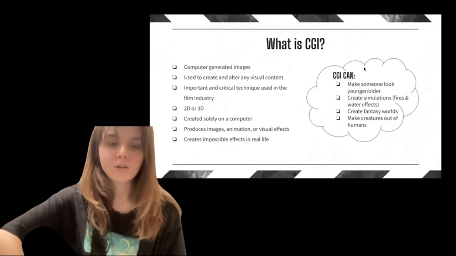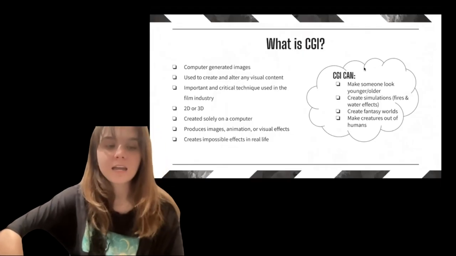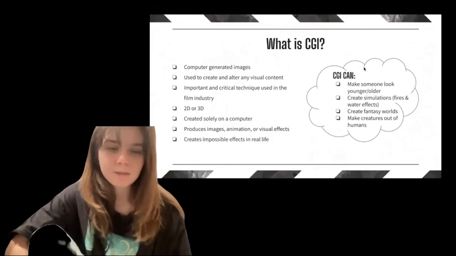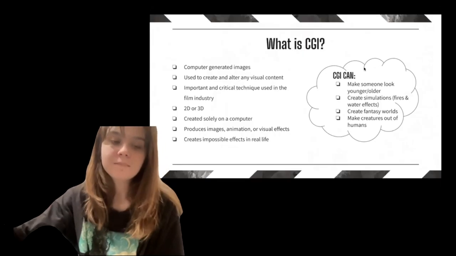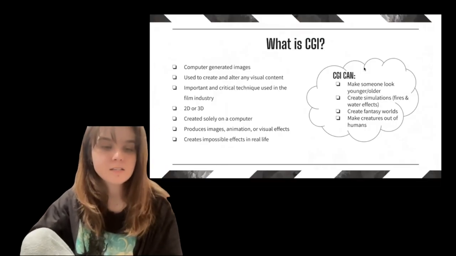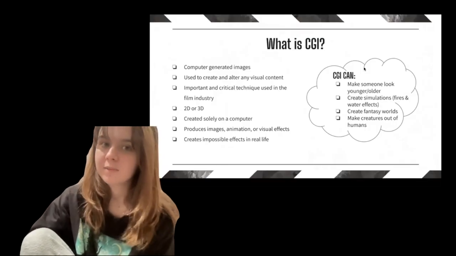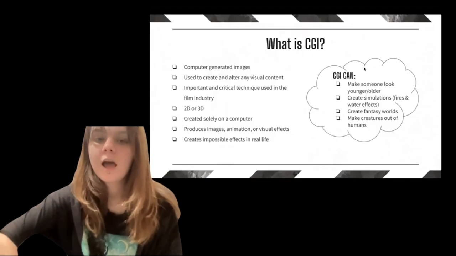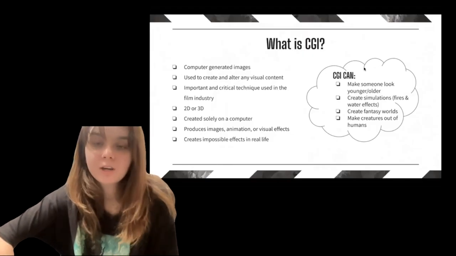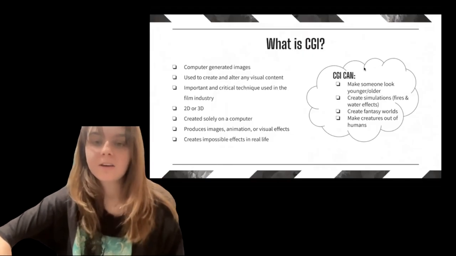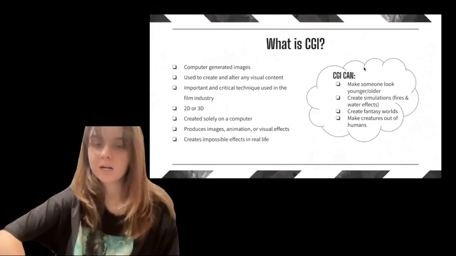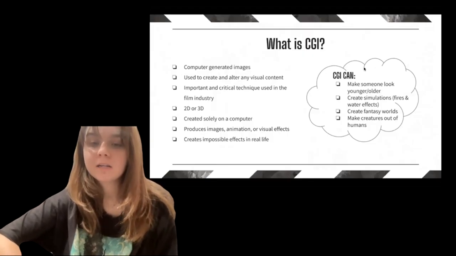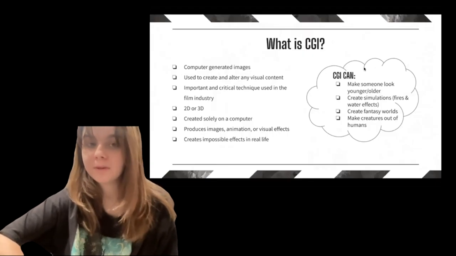It's created solely on computers and it produces images, animations, or visual effects. And it creates effects that are impossible in real life, so it makes the impossible possible. CGI can make someone look younger and older. It can create simulations like fire and water, create fantasy worlds, and make creatures out of humans.